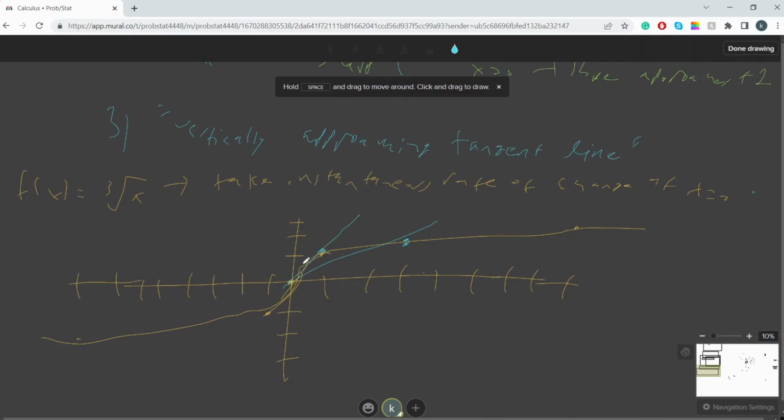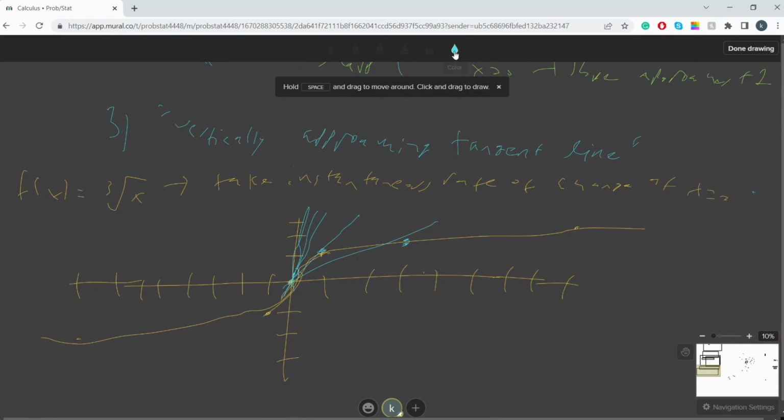But when we move this blue point closer and closer to 0, you see the line is becoming steeper and steeper, right? And in fact, if you move this blue point very, very close, your line is going to become super steep. It's becoming pretty close to vertical.